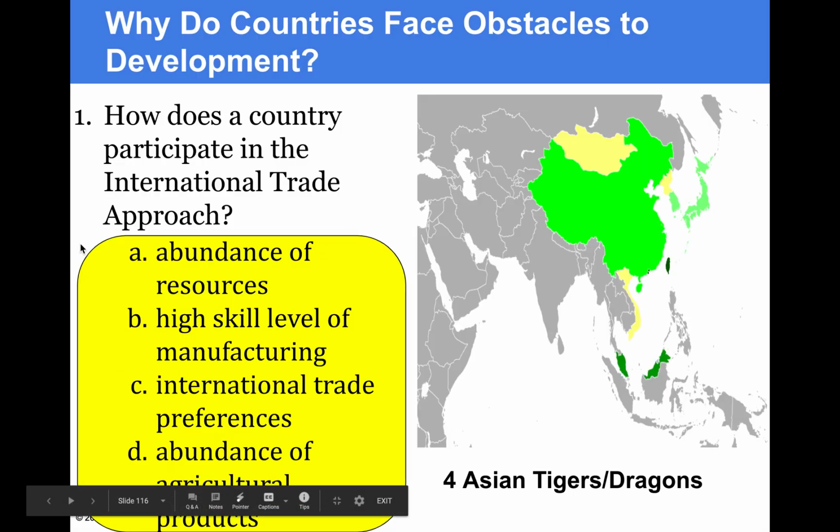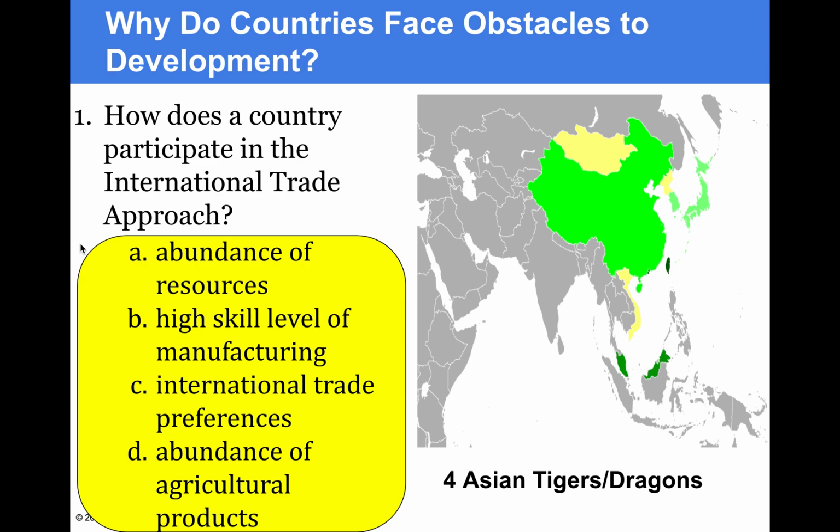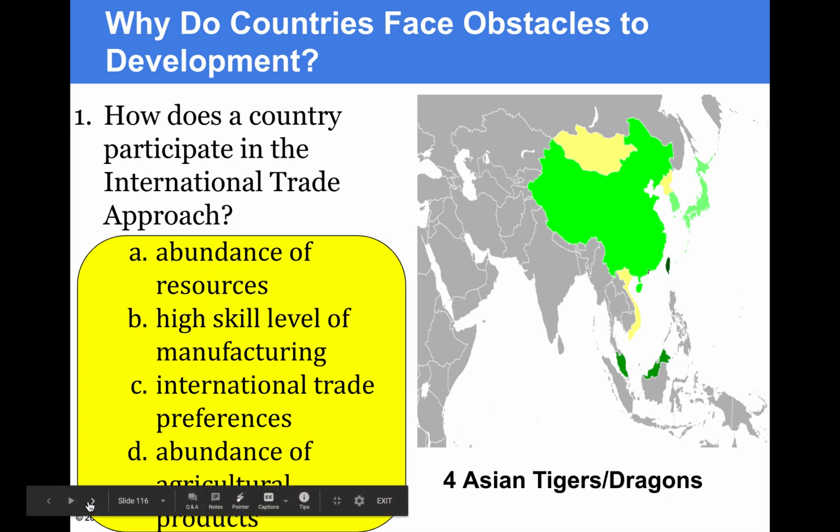All right, what do you need to participate in international trade? You need abundance of resources, you need high-skilled manufacturing labor, you need international trade preferences, and then you need abundance of agricultural output, so you need commercial farming.